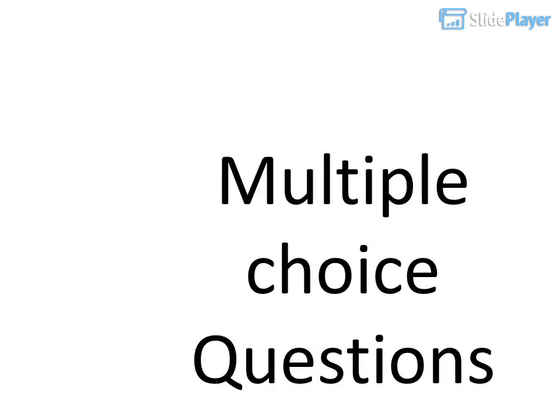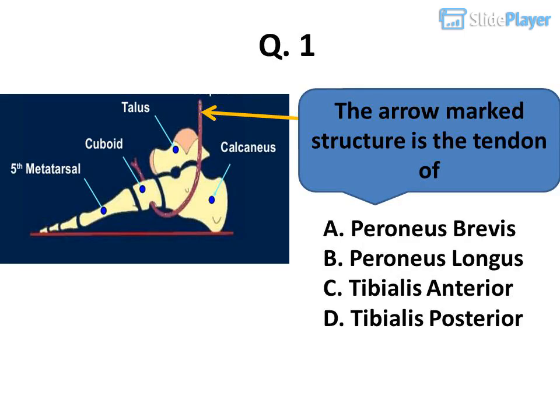Multiple choice questions. Q. 1. The arrow marked structure is the tendon of: A. Peroneus brevis, B. Peroneus longus, C. Tibialis anterior, D. Tibialis posterior.